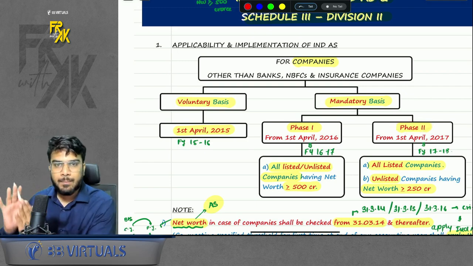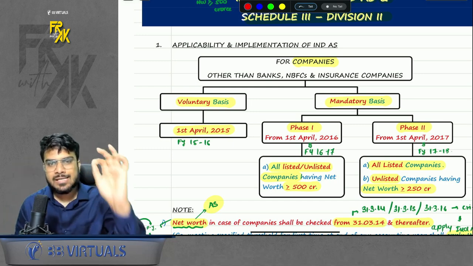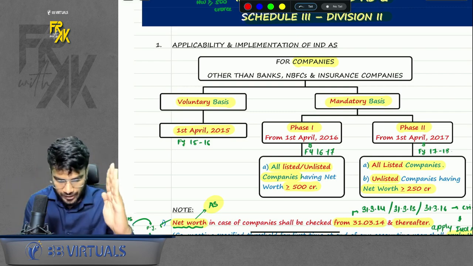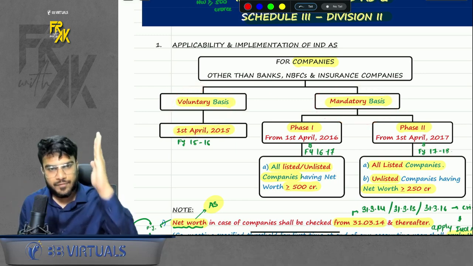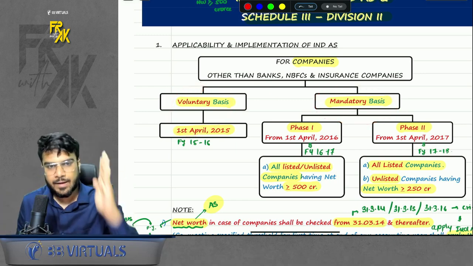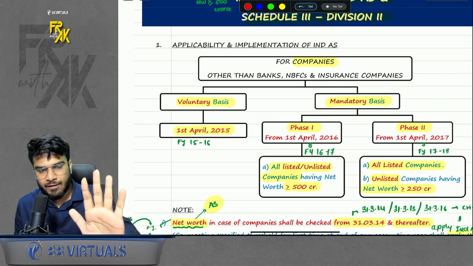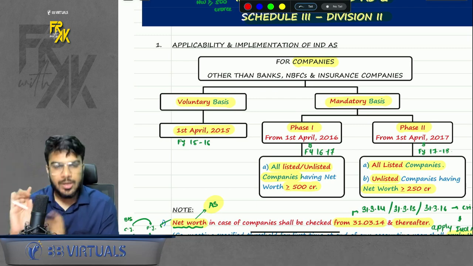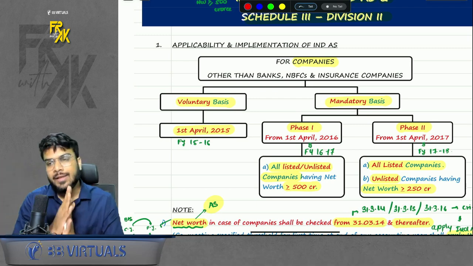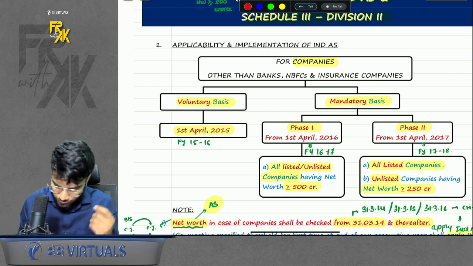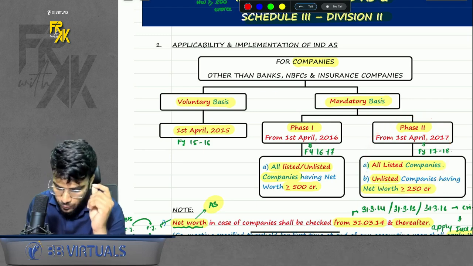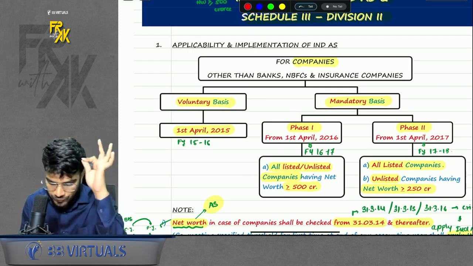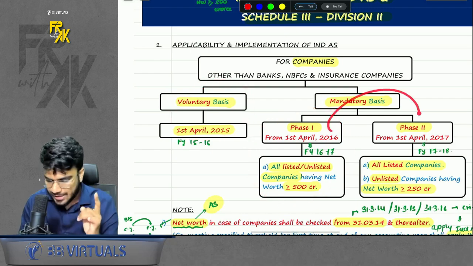So now how do we remember these dates? I had already told you, just remember the sequence. It has a gap of 1 year. 15, 16, 17. 15 voluntary, 16, 17 mandatory. First will be phase 1, second will be phase 2. Phase 1, net worth criteria greater than or equal to 500 crores. Phase 2, all listed companies, full stop. If you are listed, you will fall under phase 2. Second, if you are unlisted and the net worth is greater than or equal to 250 crores, you will fall under phase 2. Also remember, if you fall under phase 1 initially, Ind AS once applicable, always applicable. That means if you are falling under any of the criteria, you need not check the phase 2 criteria.